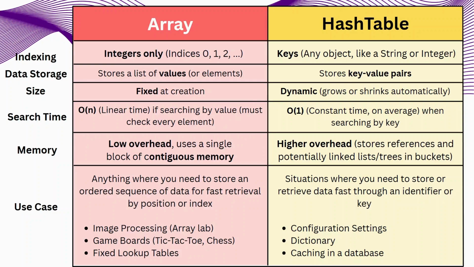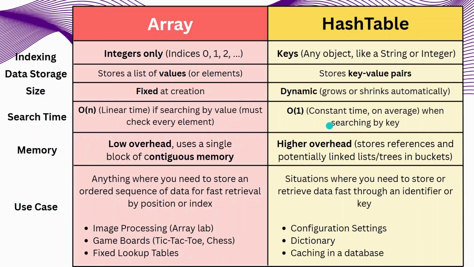Finally, we're going to compare arrays with hash tables. So let's start with indexing. The main difference is that an array is indexed by integers only and stores a simple list of values, whereas a hash table is indexed by a unique key, which can be any object like a string, and stores key value pairs. And as we mentioned earlier in this presentation, arrays are fixed, but hash tables are dynamic. If you search for a value in an array, you might have to check every element, which is slow, denoted by O(n). And with the hash table, using a key makes lookups nearly instant, denoted by O(1).